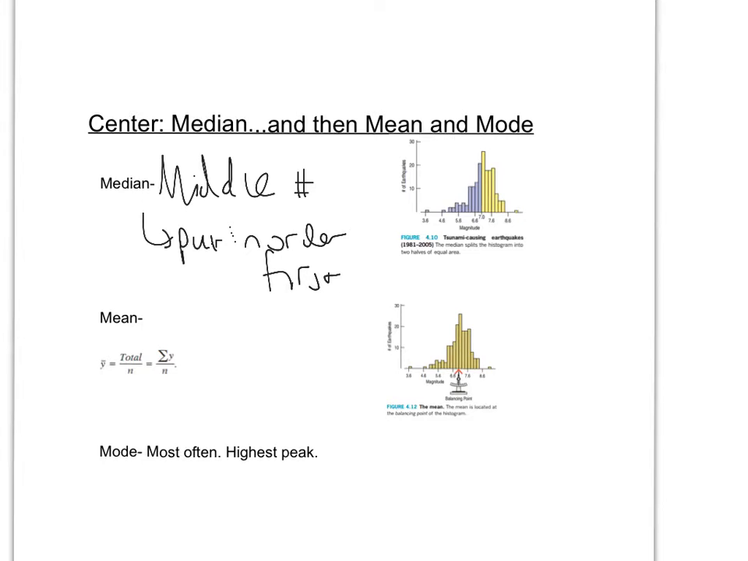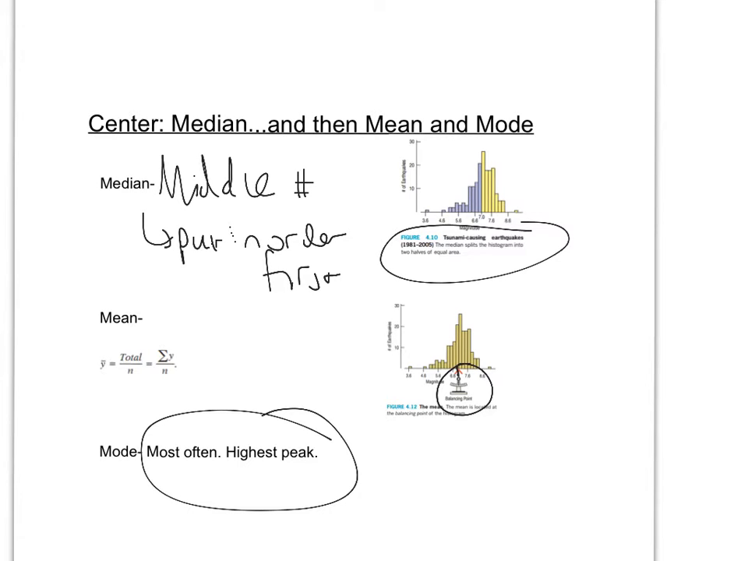So your textbook talks about the fact that it splits a histogram into 2 halves. It's sometimes hard to see within a histogram, but you can usually estimate it. Your mean is pretty much dead center because your mean is going to be the average of your data. And then the mode would always be your highest peak. So your mean, again, is your average. You would take the sum of all your values and divide it by your total.